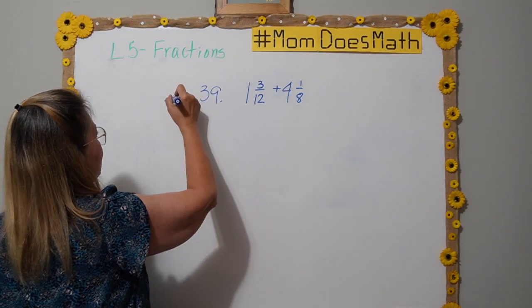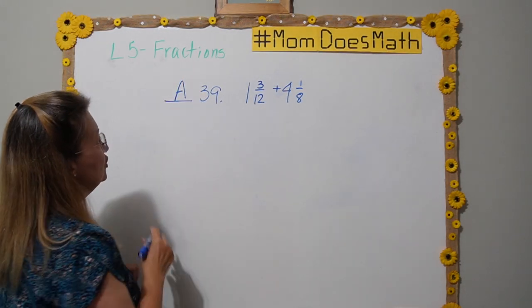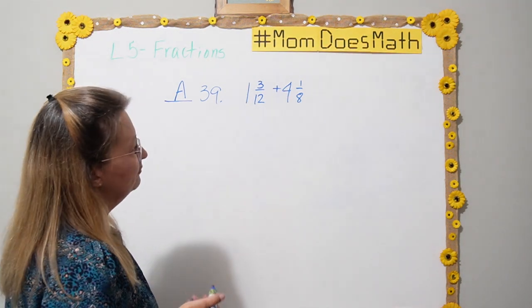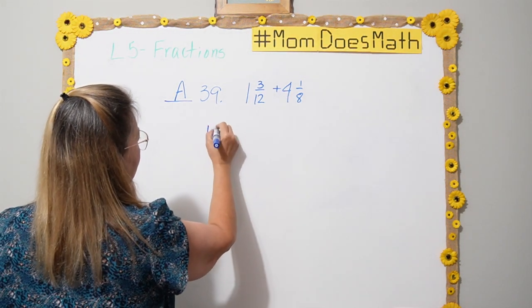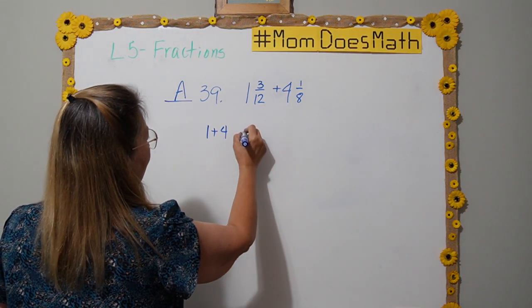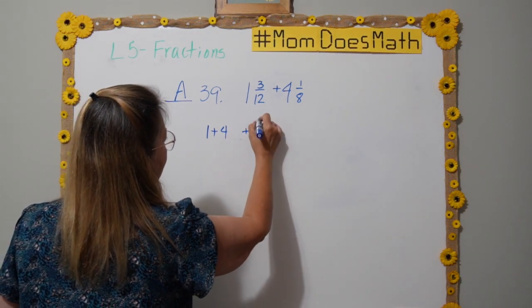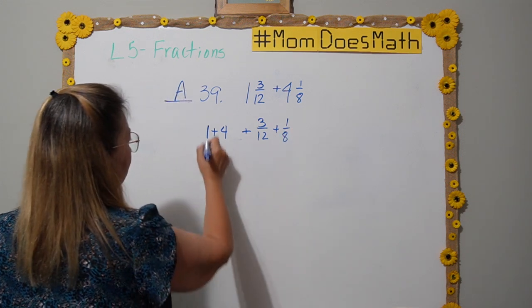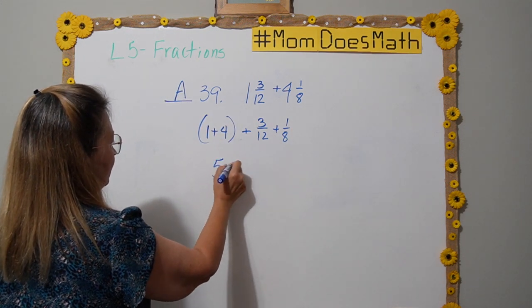Okay, for number 39, we do have addition. So, yeah, let's try the split method. What if I do 1 plus 4, and then to that I add 3/12 plus 1/8? That would be cool, huh? Because that's going to be 5.